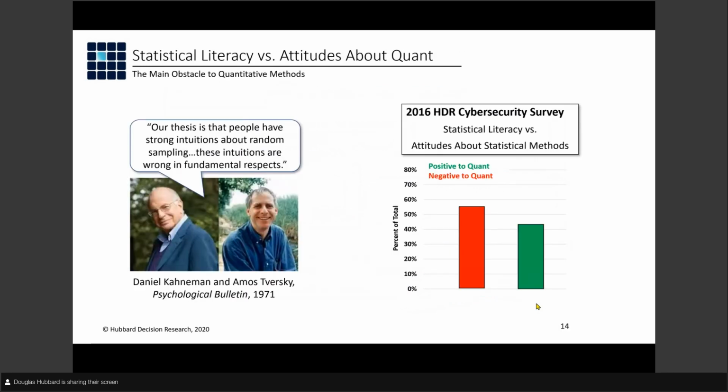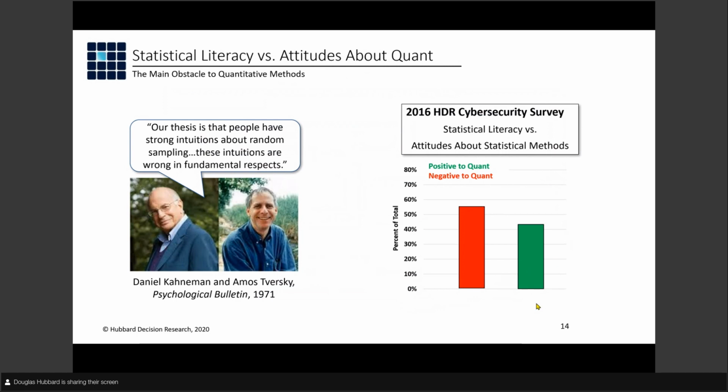Now, I'm going to briefly mention there are a couple of reasons why people object to quantitative methods. Again, I'll cite the research of Daniel Kahneman and one of his colleagues, Amos Tversky. But people seem to have fundamental misconceptions about how statistics work in the first place, how random samples work. I actually did a survey in one of the cybersecurity studies I did for preparing for my 4th book on cybersecurity risk.